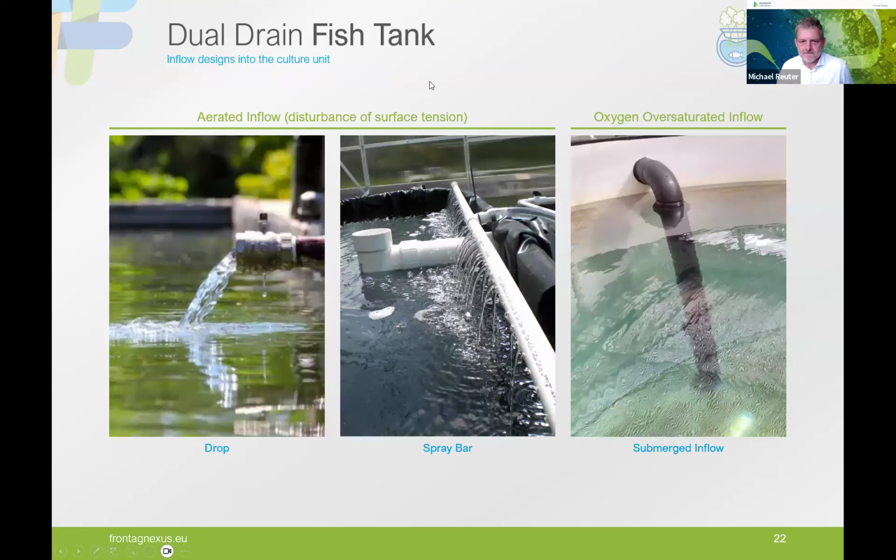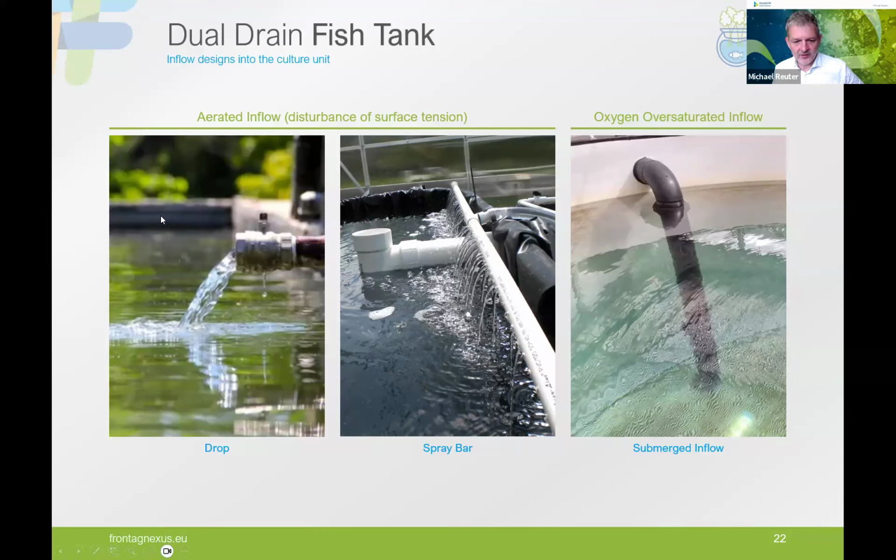And if you look at the inflow to the fish tank, we also have different strategies there. We can have a simple drop if we have an aerated inflow, or some kind of a spray bar. This one is probably not the best example, because in a round tank, I would put this more in the middle of the tank, and then do at the one hand side of the round tank the spray bar in a different direction than at the other half, so that we still add to the circular movement of the water with the inflow.